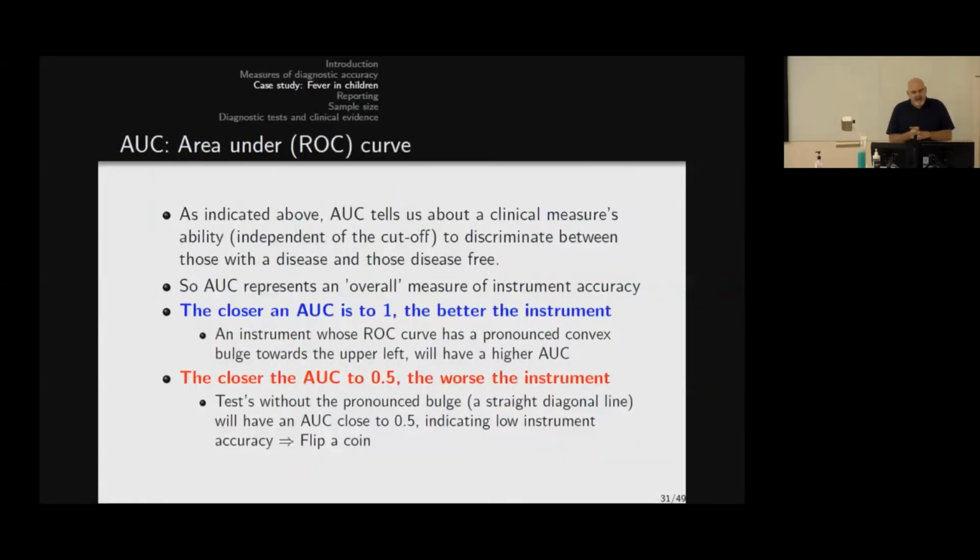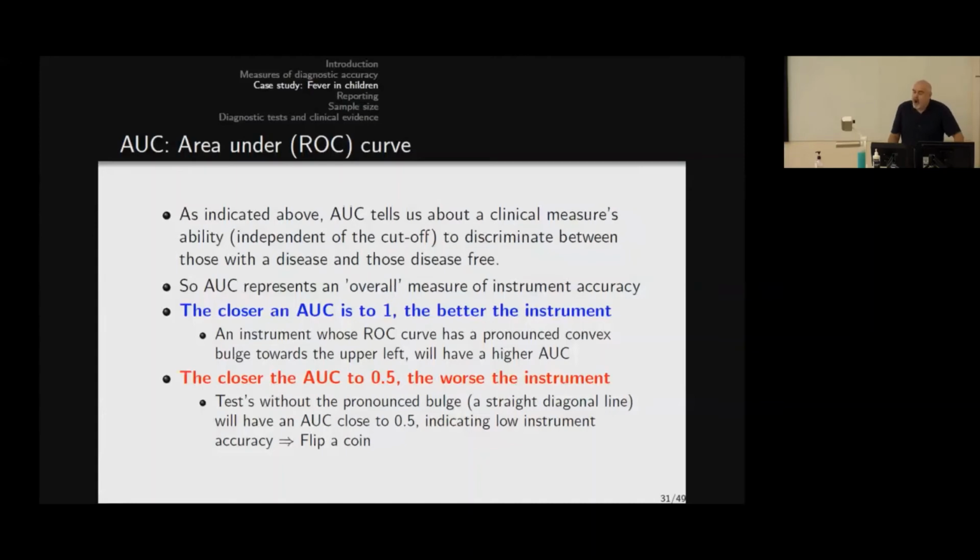Okay, so the area under the ROC, I should just mention that too, because this is the measure that people do present with ROC curves. As indicated above, the area under the curve tells us about a clinical measure's ability, independent of its particular cutoff, to discriminate between those with and without the disease. So it is an overall measure of accuracy. It's not the cutoff.